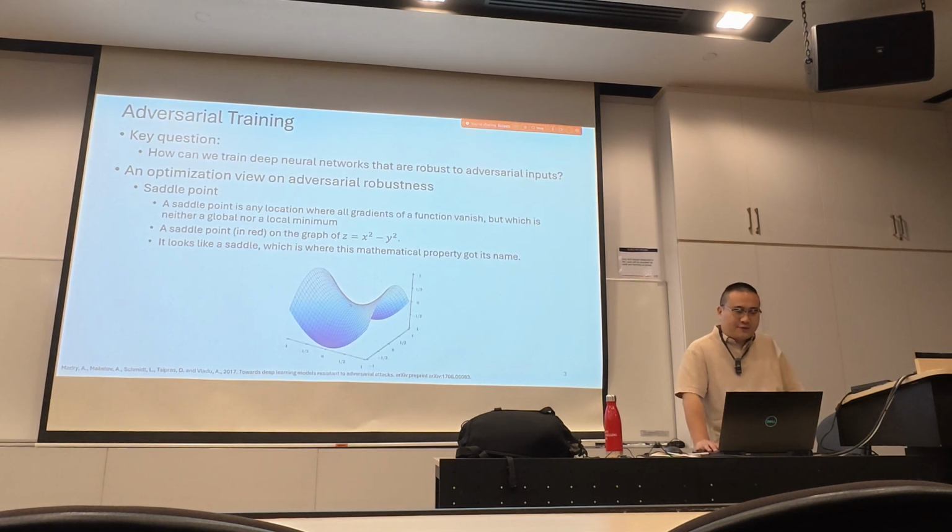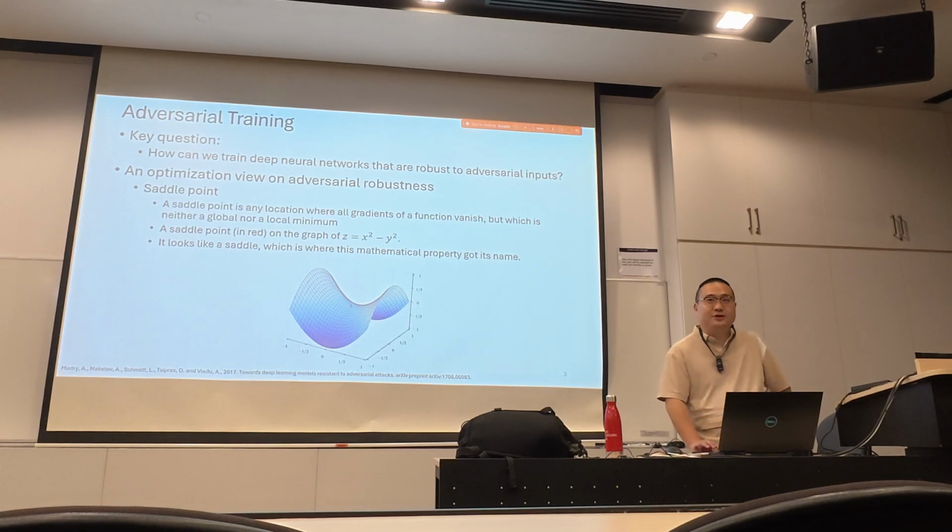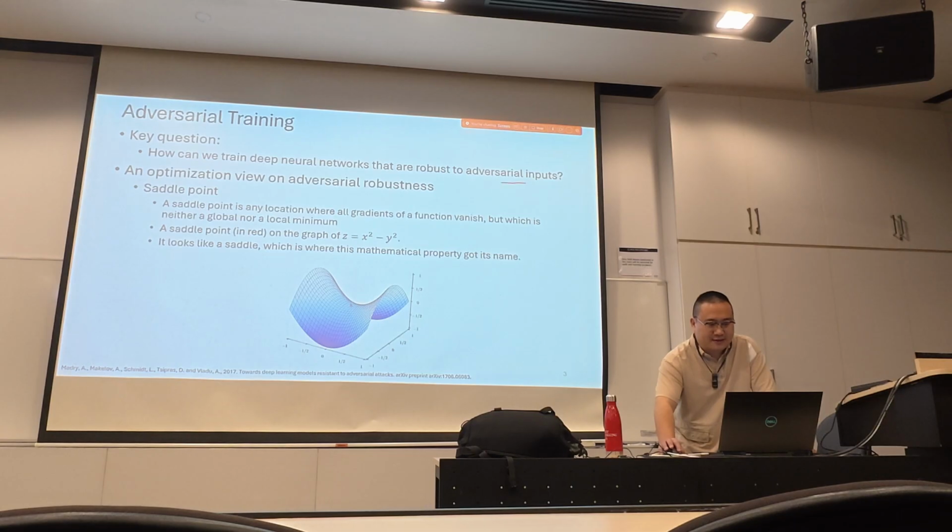Okay. The first technique that can be used to defend against adversarial examples is called adversarial training. After we notice that attackers can generate examples to fool the model, the question is, how can we train deep neural networks that are robust against adversarial inputs? To solve this, we can use an optimization view of adversarial robustness. We can use, let's say, the saddle point problem.